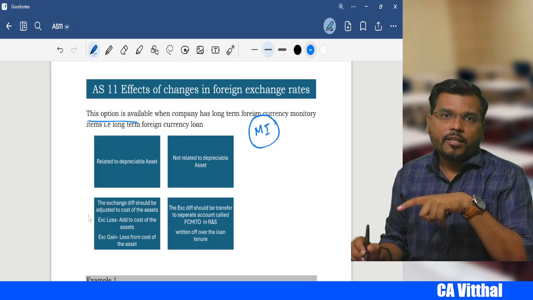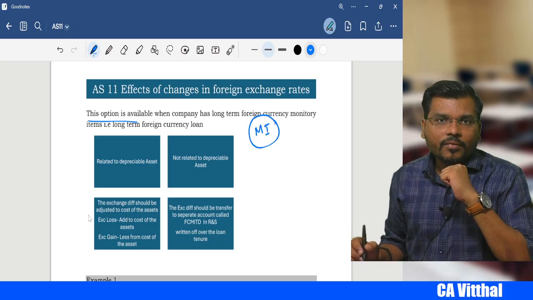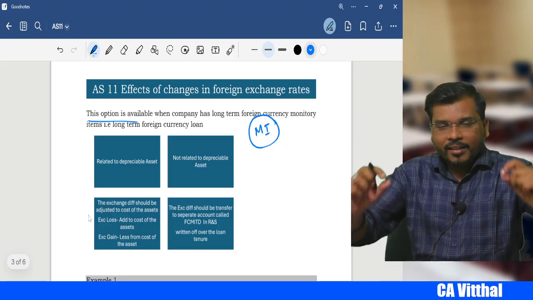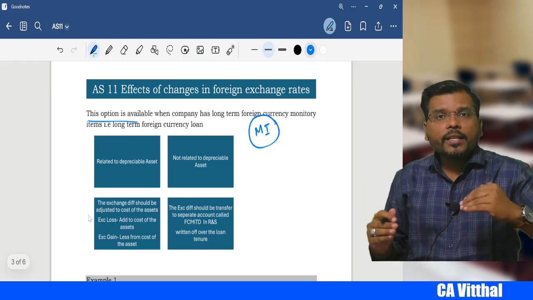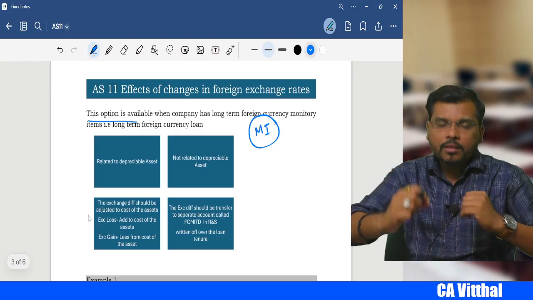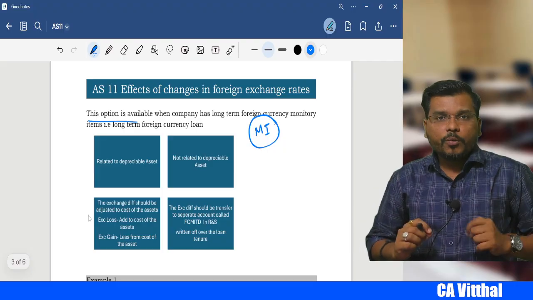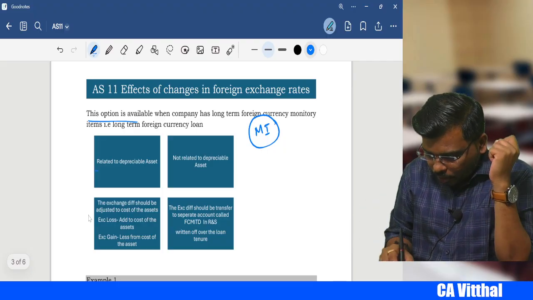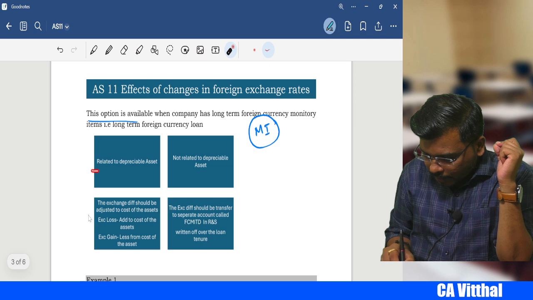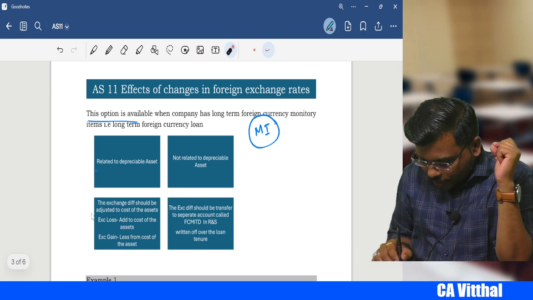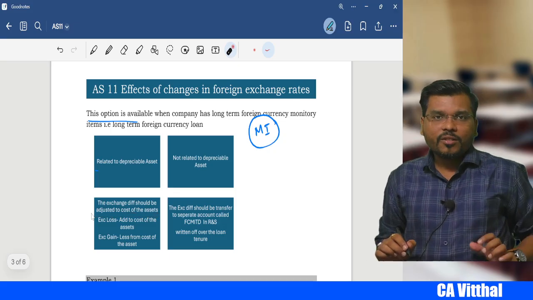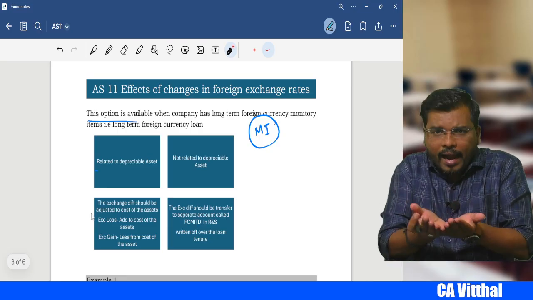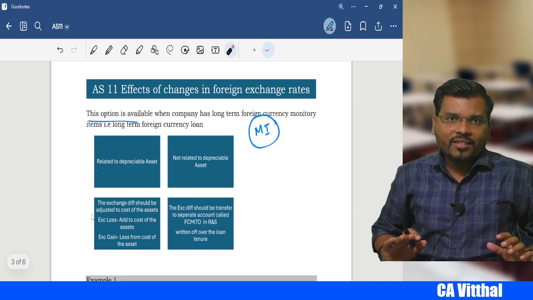So in this monetary item, you have to measure at the balance sheet date. So definitely there will be some exchange difference. That exchange difference will go to where, sir? In the P&L account, general rule. But instead of transferring that exchange difference to profit and loss account, what you can do? So first thing, if you have taken the loan and utilized for the purpose of a depreciable asset, then the exchange difference should be adjusted to the cost of the asset. That means what? If there is an exchange loss, you add the loss to the cost of the asset and charge the depreciation.